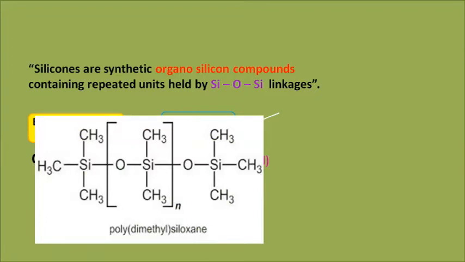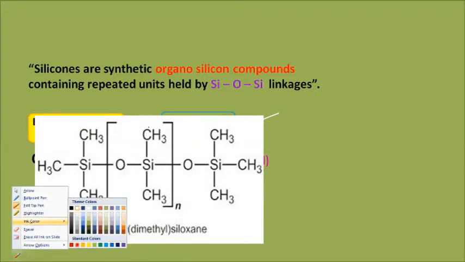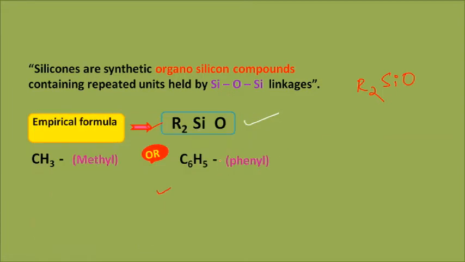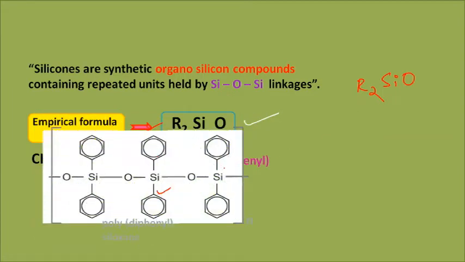R is an alkyl group here, two alkyl groups, R2, then SiO. That is the general formula. And if you go with the phenyl groups, again look at that, R2SiO linkage. So this is what we can call the basic unit. Do you understand? This is the basic idea you have to get about silicones.